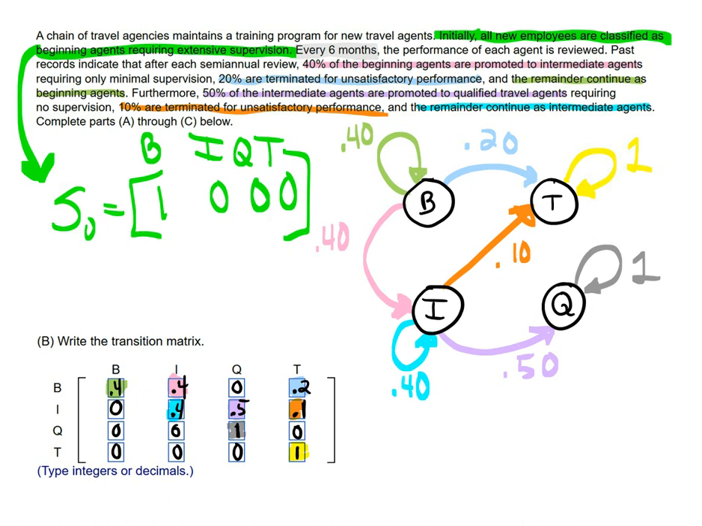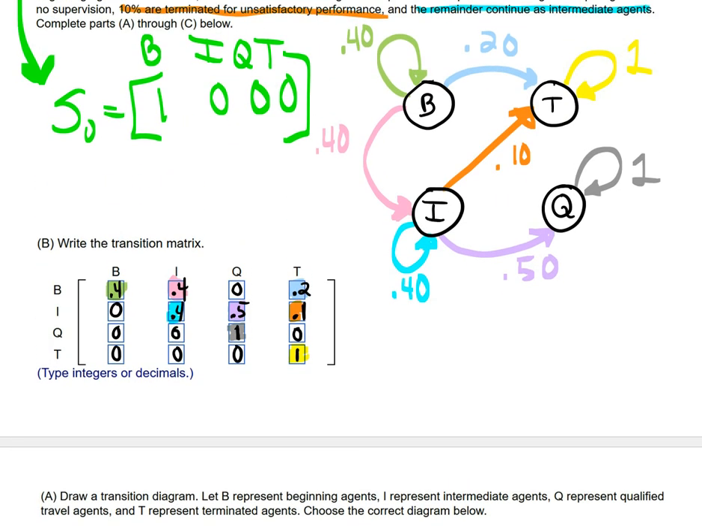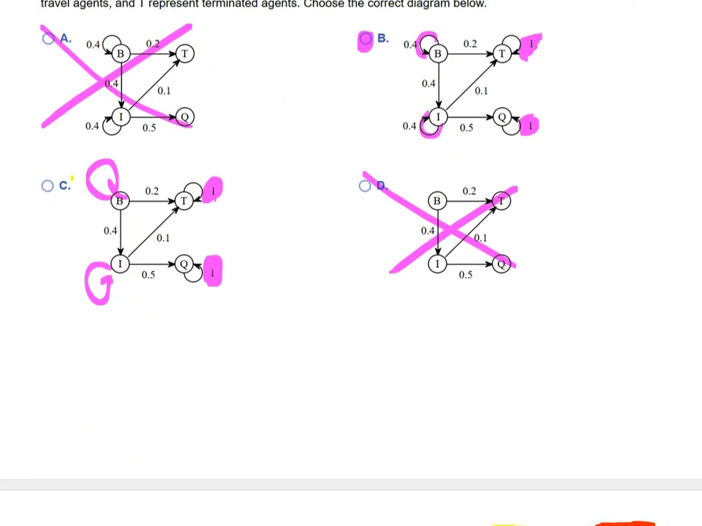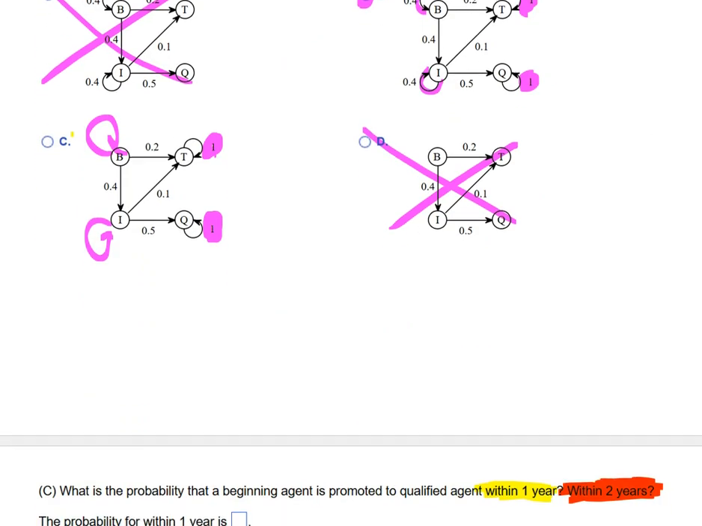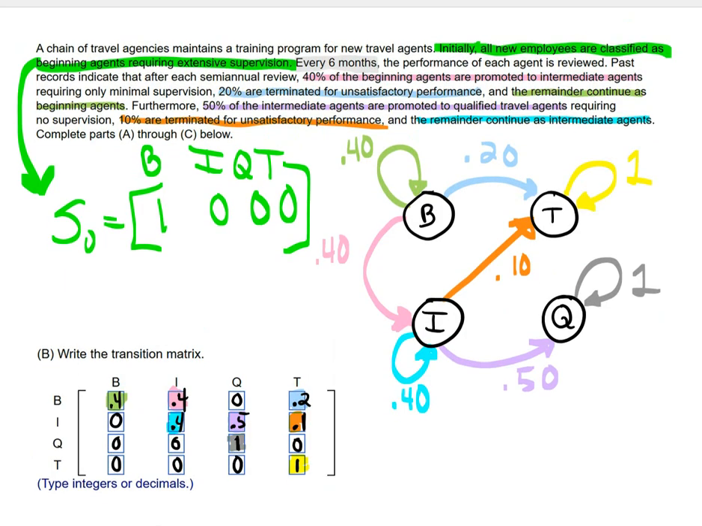Okay, so we did part A, which was pick out the correct diagram. That was B. And then part B popped up and they wanted you to fill in the transition matrix. Now, part C comes up and asks the question, what is the probability that a beginning agent is promoted to qualified agent within 1 year and then within 2 years? Okay. This is the part you gotta realize.